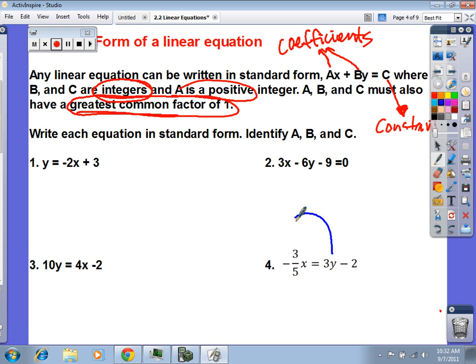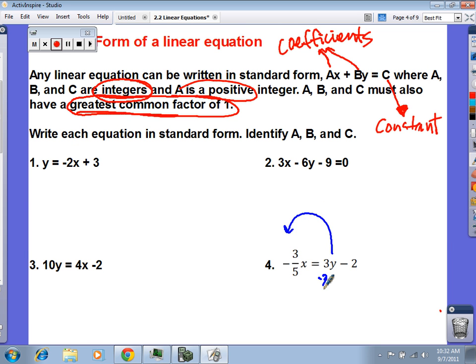If you move these y's over, you're going to minus 3y on the left, minus 3y on the right. So it's going to leave you with this: negative 3/5 x. Put your x first. Minus 3y equals negative 2. Okay, now, first of all, your A. What is your A? And your A's got to be positive. So how are we going to remedy that? Right now my A is negative. So how are we going to fix that?